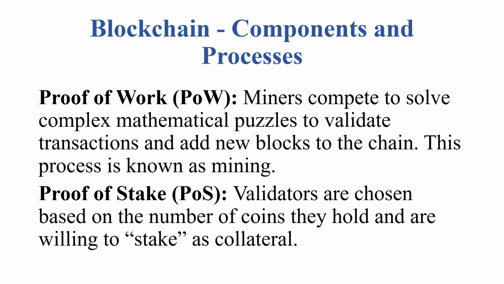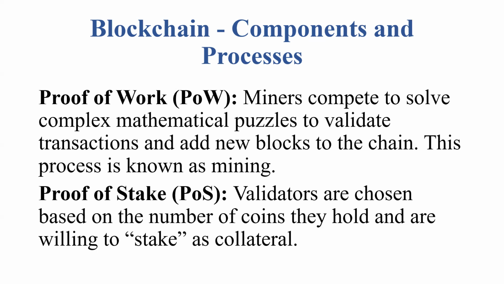In proof of stake, validators are chosen to create new blocks and confirm transactions based on the amount of cryptocurrency they have staked or locked up as collateral in the network. An example of a blockchain that uses proof of stake is Ethereum.